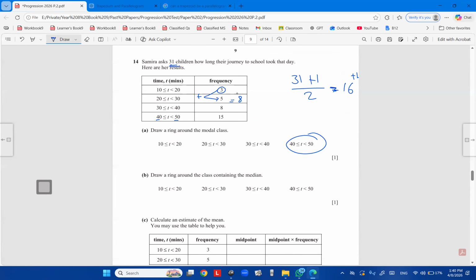Have you reached or passed the 16th? No. Then let's continue. 8 plus 8 is 16. Have you reached or passed the 16? Yes, I have reached it. So it is this one. The median lies here.